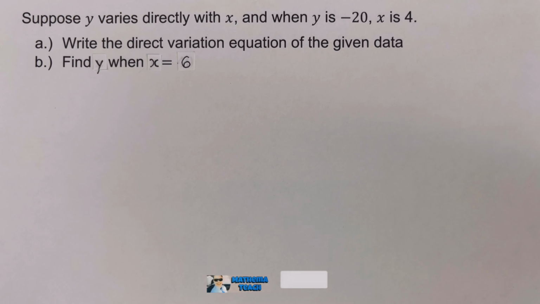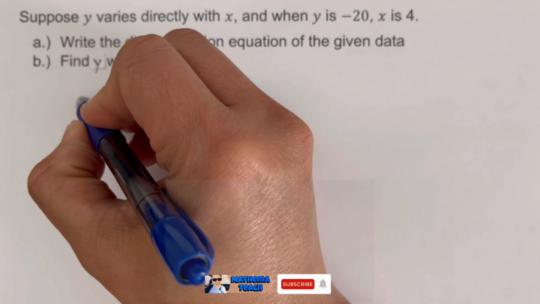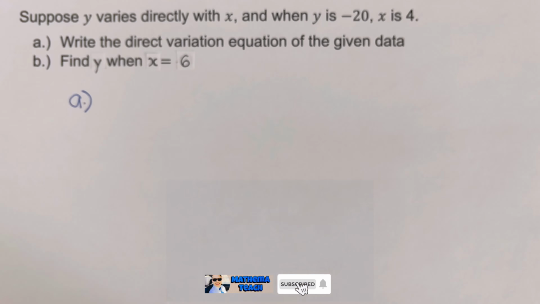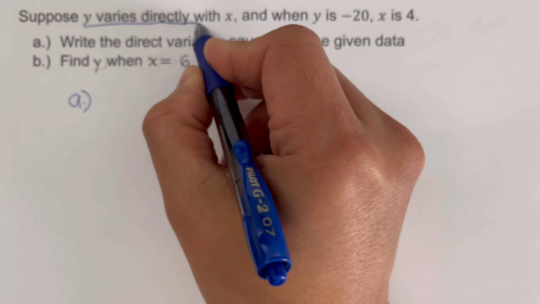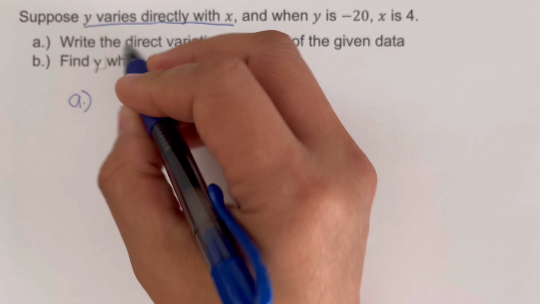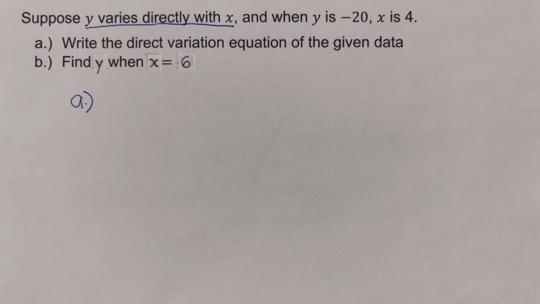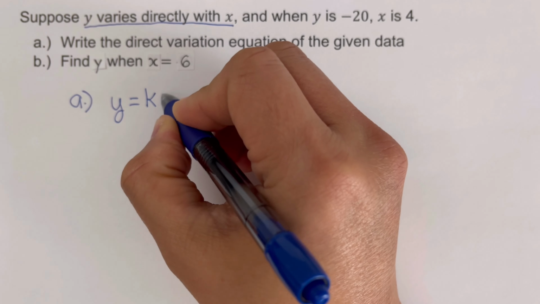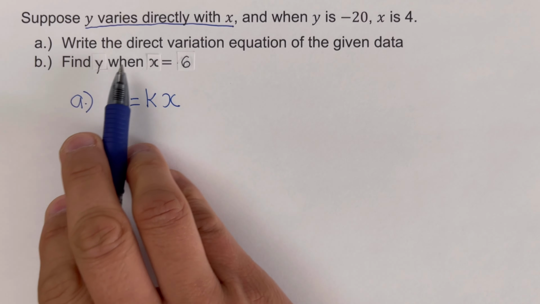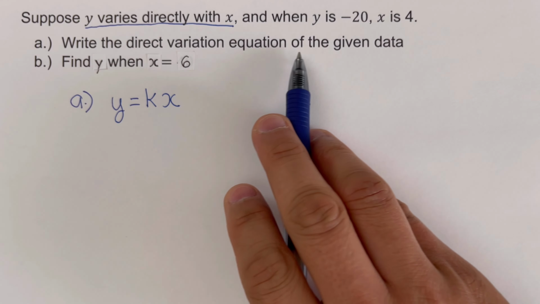Okay, so we go over the problem here. So we're going to solve for letter A. And in the statement here, it says that y varies directly with x. This tells us that it is a direct variation. And again, remember the general equation for direct variation is y equals kx. So we are supposed to write the direct variation equation of the given data.